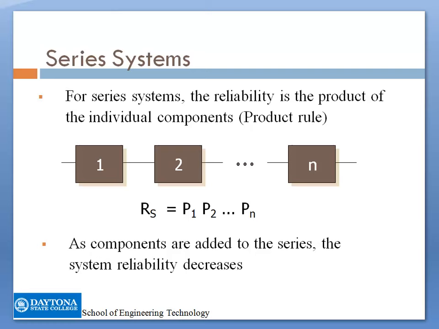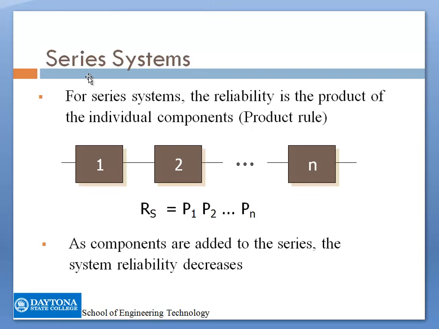In reliability, we have 2 types of systems, or actually 3 types. The first type is the series system. The second type is the parallel system. And the third type is a combination of both, series and parallel. So let's start understanding the series systems. For series systems, the reliability is the product of the individual components. And this is what we call the product rule.